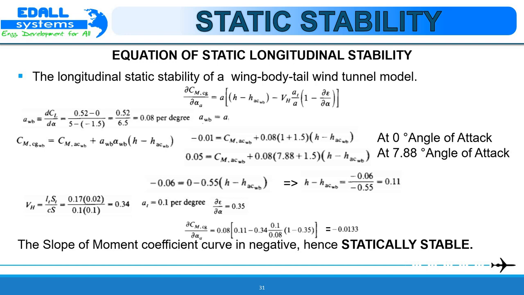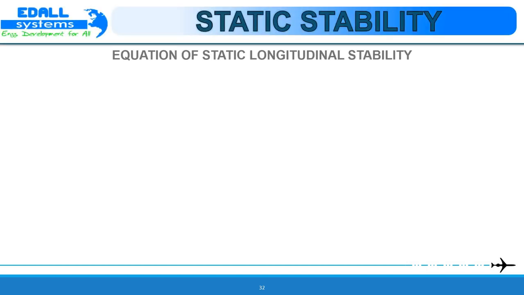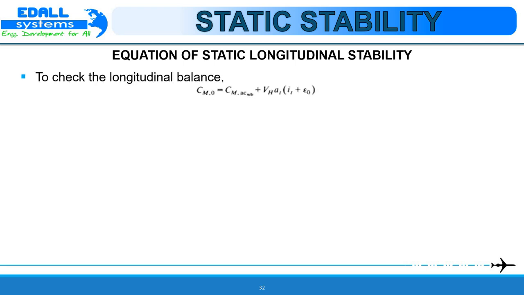Is the model longitudinally balanced? To answer this, we must find the coefficient of moment, which in combination with the preceding result, to find the equilibrium angle of attack. So here we have Cm naught is equal to Cm, that is coefficient of moment along the aerodynamic center with respect to the wing body, plus the tail volume ratio into the lift of tail into tail setting angle plus downwash angle when the wing body combination is at zero lift.